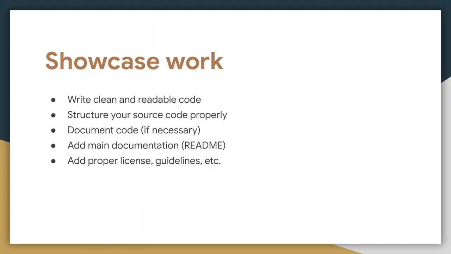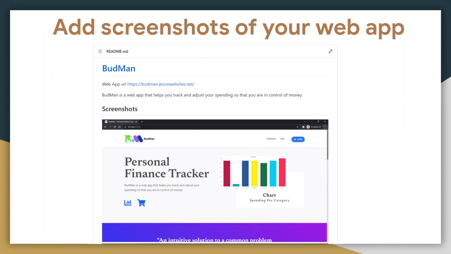These are the things you have to do with your GitHub repository: write clean and readable code, structure your source code properly, document your code. Like I have noted the API reference in my backend repository, so like that. Then add main documentation, add proper license guidelines, etc. So this is a screenshot. Likewise, when you build your front end or back end project, you have to put your screenshot and make a good looking repository.